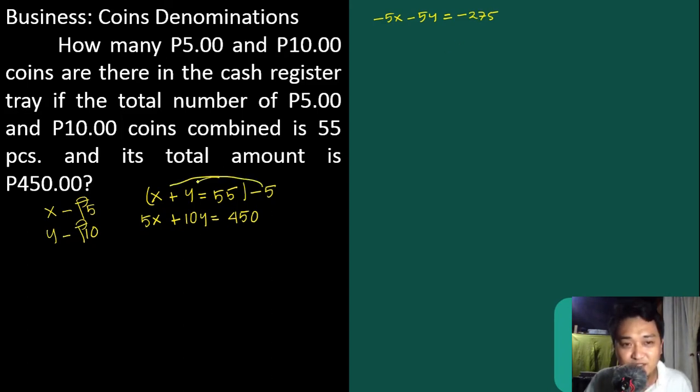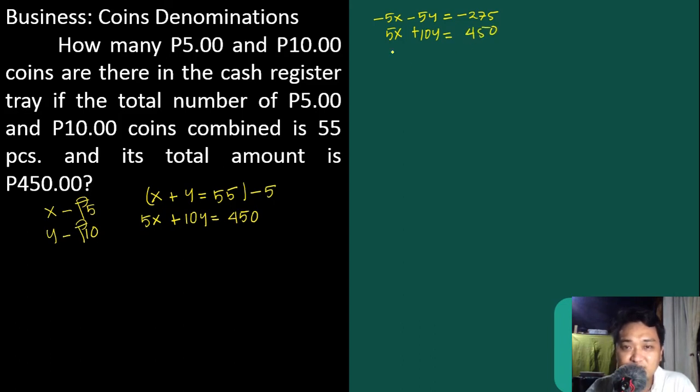We only use distributive property. So that is negative 5 times x is negative 5x. Negative 5 times positive y is negative 5y. And negative 5 times 55 is negative 275. Then copy 5x plus 10y is equivalent to 450.